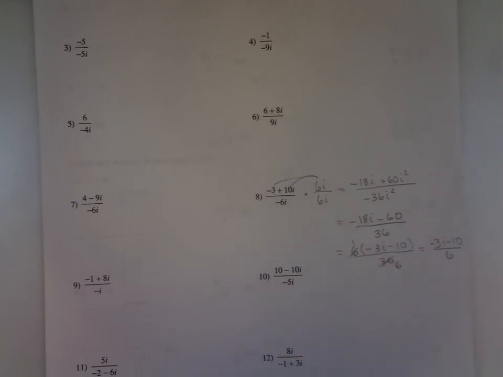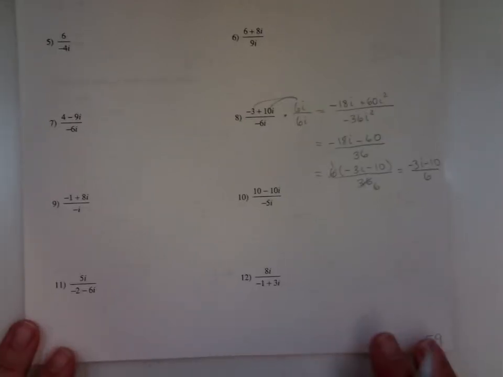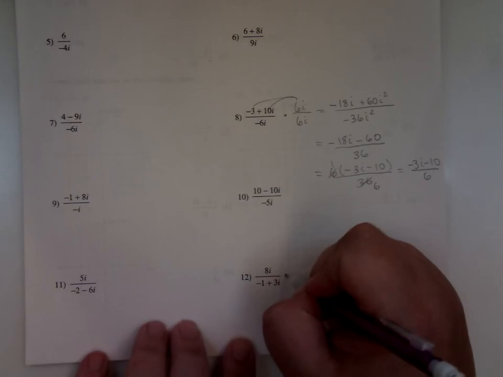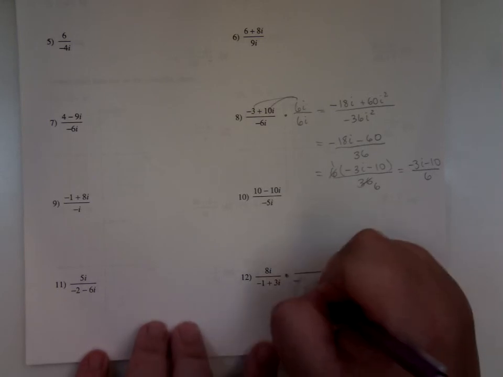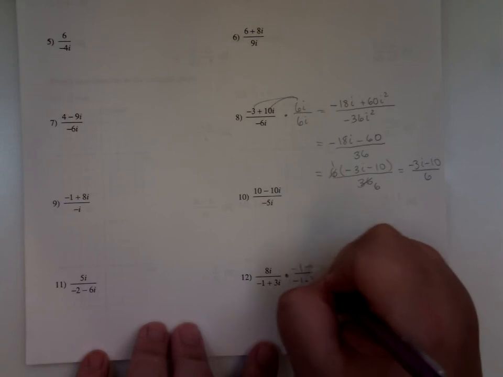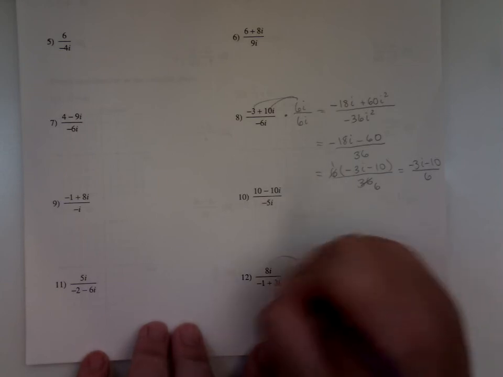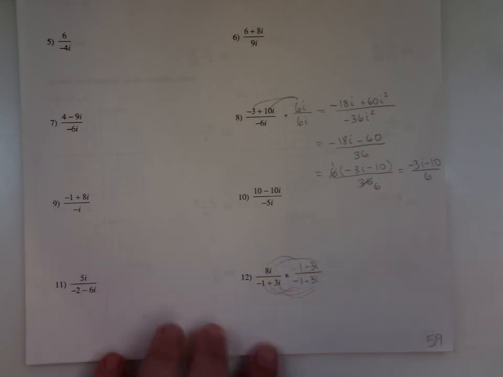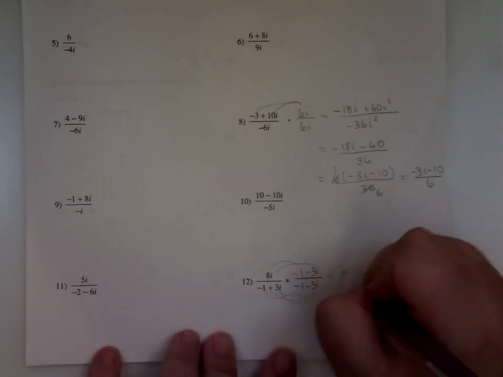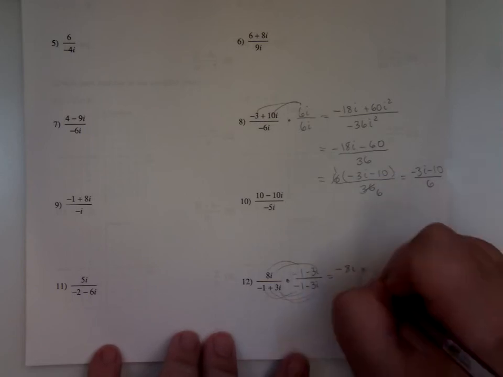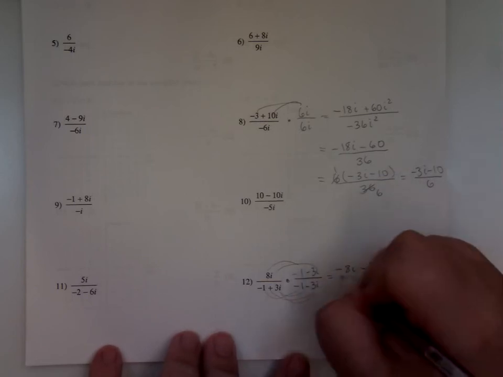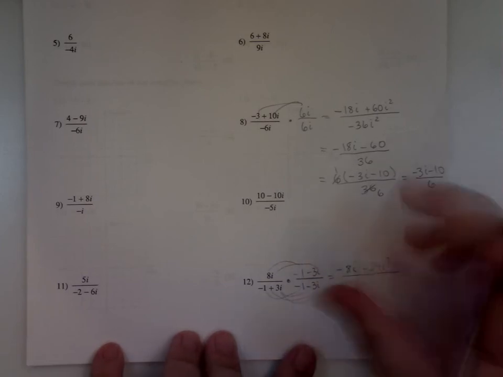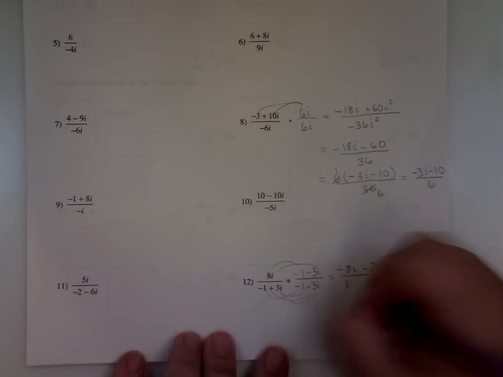Okay. And then if we look at number 12, the conjugate of this is going to be -1 minus 3i. So we're going to have to distribute on the top, and we're going to have to FOIL on the bottom. Yay. So what have we got? We've got -8i minus 24i squared all over +1 plus 3i. Oh, this is a difference of squares, so we don't need to bother with that.